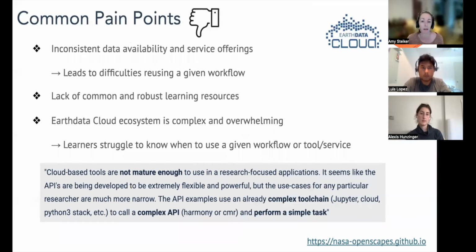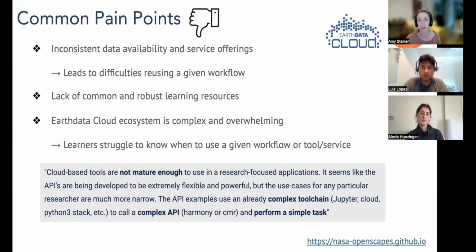Moving into pain points, I think this is where we focus on what we can do to help improve this. So the big one is we still have a lot of inconsistencies when it comes to data availability and service offerings.